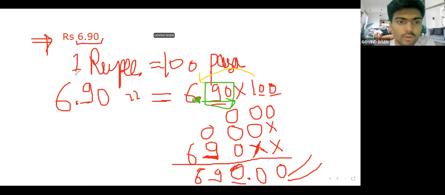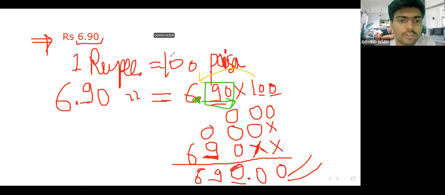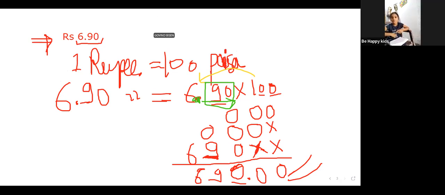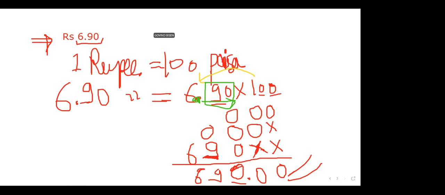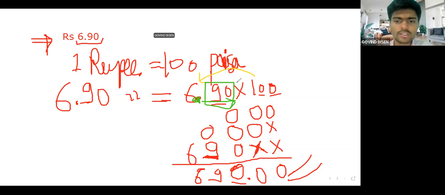So what was the procedure? What is the first procedure that we did? You have to speak, otherwise you will forget. Tell me. On the screen it's there, right? So first what we did? First we multiplied it with a number. What was the number that we multiplied with? 6.90 divided by 100? Is it divided by?